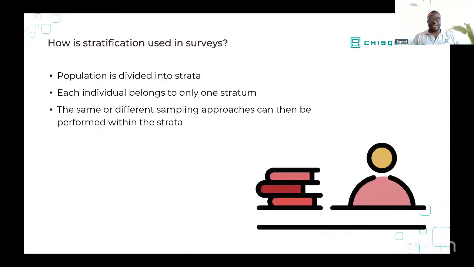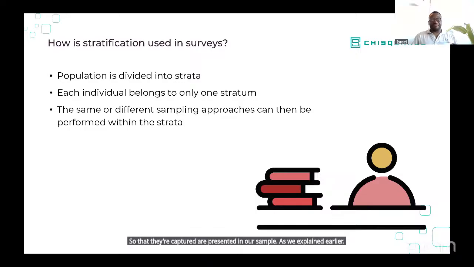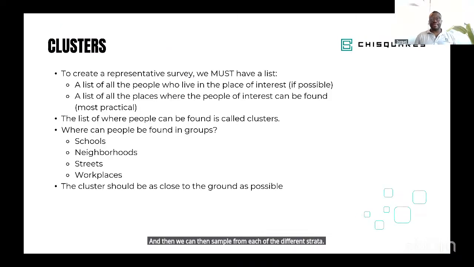As we explained earlier, the way we stratify is we divide the population into strata. One individual can only belong in one stratum. And then we can sample from each of the different strata. All right, so we've talked about the P and I of PICO, the population and the independent strata. Now let's talk about the clusters.